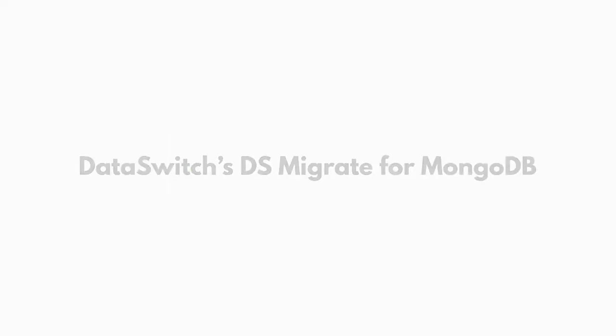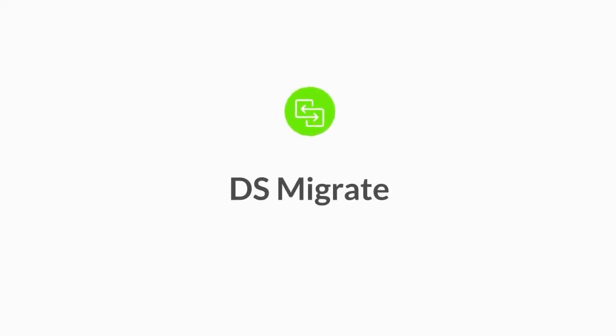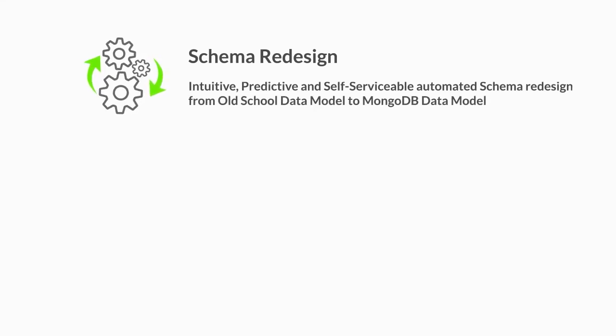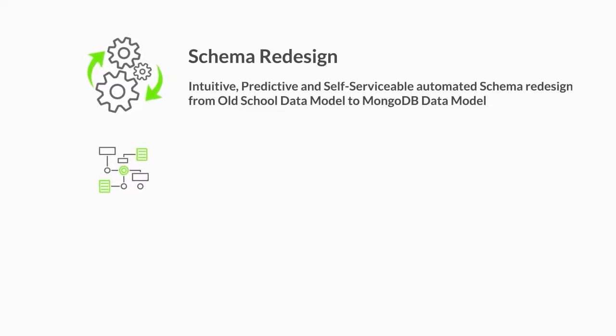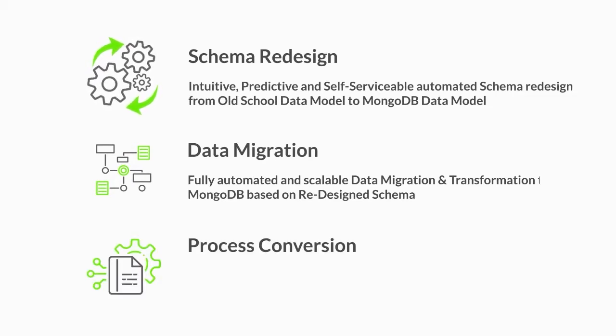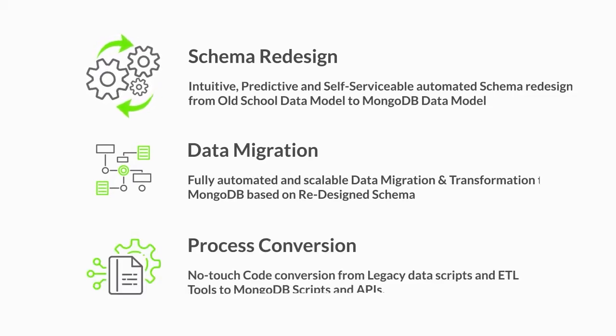DataSwitch's DS Migrate is an automated data modernization toolkit, which migrates data schema, data, and process from legacy databases and ETL tools to MongoDB. Schema Redesign provides intuitive, predictive, and self-serviceable automated schema redesign from old-school data model to MongoDB data model. Data migration tools help to fully automate and scale data migration and transformation to MongoDB based on redesigned schema. The process converter implements no-touch code conversion from legacy data scripts and ETL tools to MongoDB scripts and APIs.